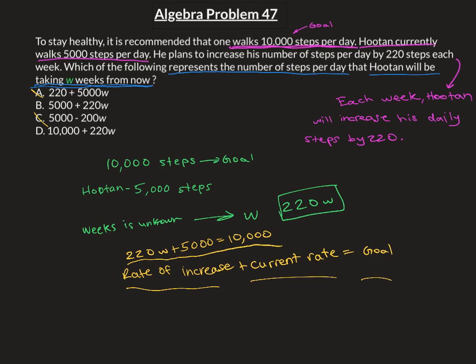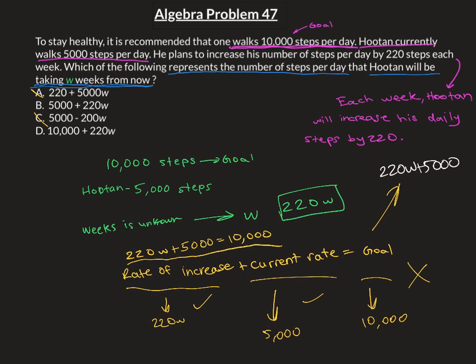So what is our rate of increase? 220W. What is the current rate? 5,000. That is the current amount of steps per day. And then the goal is 10,000. In this case, we don't need this part, but we do need these two. So our final equation is going to be 220W plus 5,000, and that will be answer choice B.